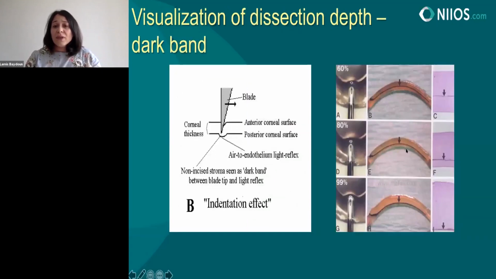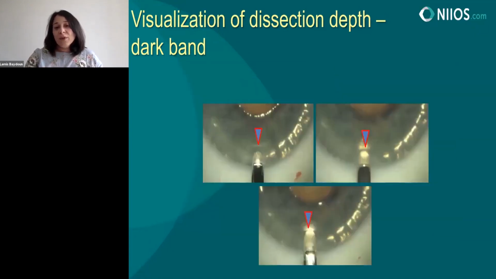The second effect I would like to introduce to you is the dark band. This is an indentation effect because through this air bubble in the anterior chamber, you can see this dark band from your instrument to the posterior surface, to the endothelium. The thinner this dark band becomes, the nearer you become to the endothelium or the Descemet membrane, and then you know which depth you are at. In this intraoperative image, you can see the dark band a little bit thicker here, becoming thinner, and here you're almost at the Descemet membrane.